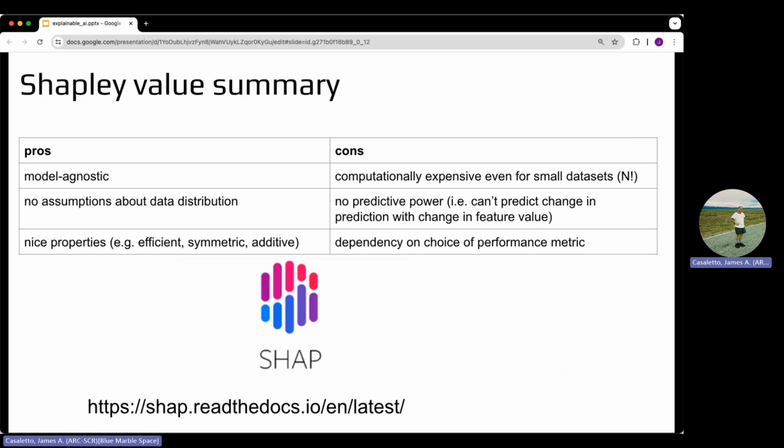And the third one is there's some dependency on the choice of performance metric. So the quality of the Shapley value is only as good as the performance metric that you're using. Anyway, we're going to be using this SHAP tool, and you can see the website there, in our hands-on exercises.